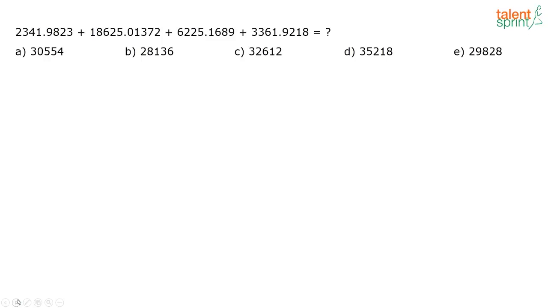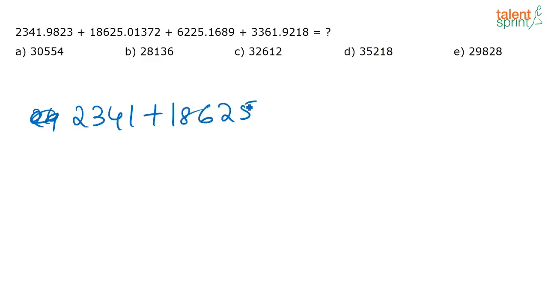Now I am going to try and solve this question without pen and paper. Let us see how well we are able to do it. Might be one or two small things we will write down. So if you see here, you have 2341. I am just going to write it in a better way, without the decimals. So you have 2341 plus 18625 plus 6225 plus 3361. For your understanding, I am just writing it like this. I have removed all the decimals because anyway we are going to approximate.